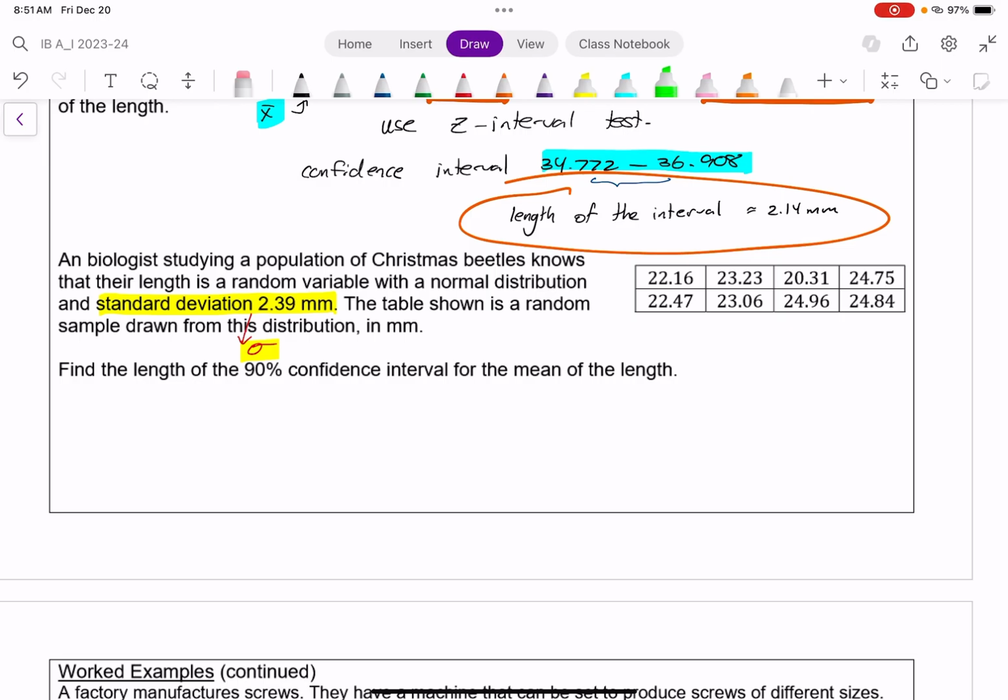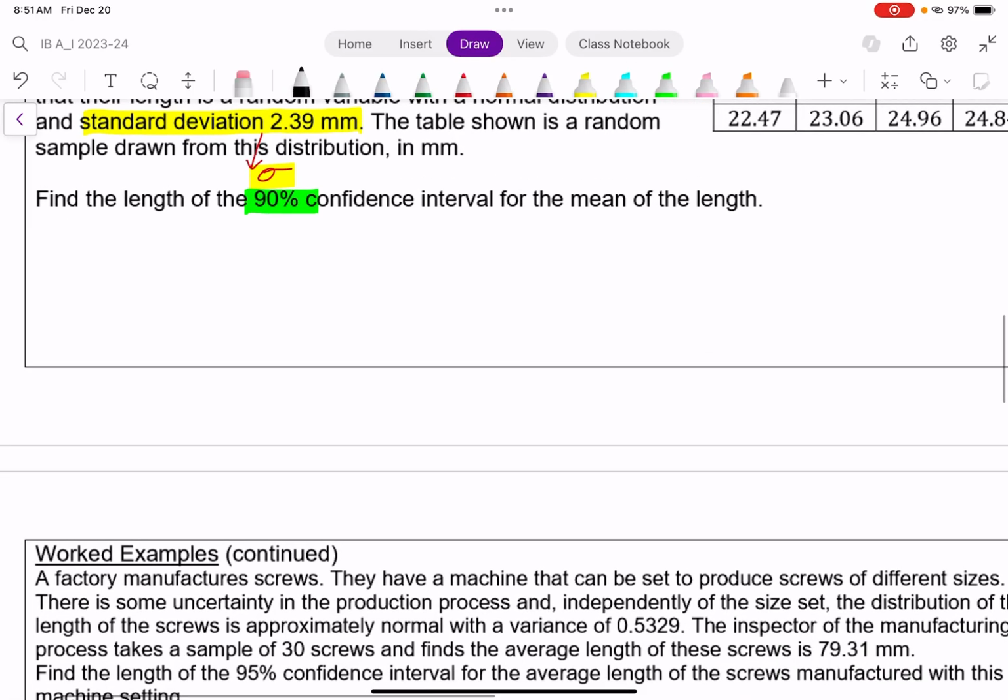We want a 90% confidence interval this time. It doesn't state what the mean of the sample is, but we can quickly get our GDC to figure it out. So again, this will still be a Z interval test, because again, we know the standard deviation of the population.